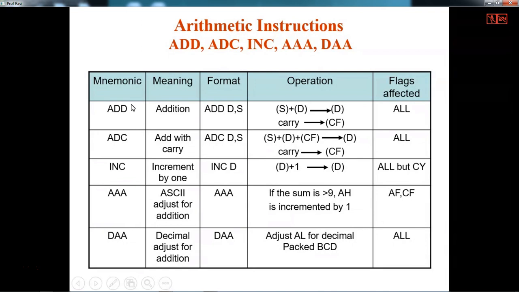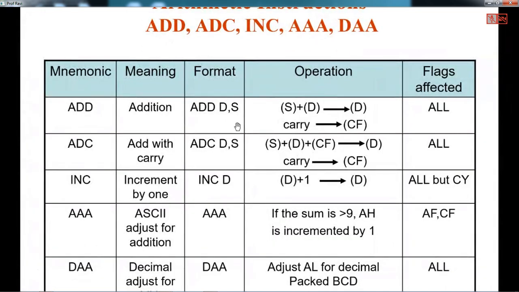The ADD instruction, when the assembler encodes it, the meaning is that it has to add. The format is ADD source comma destination. Source and destination can be added, and the result is stored in the destination after addition. And all the flags are going to be affected by this.